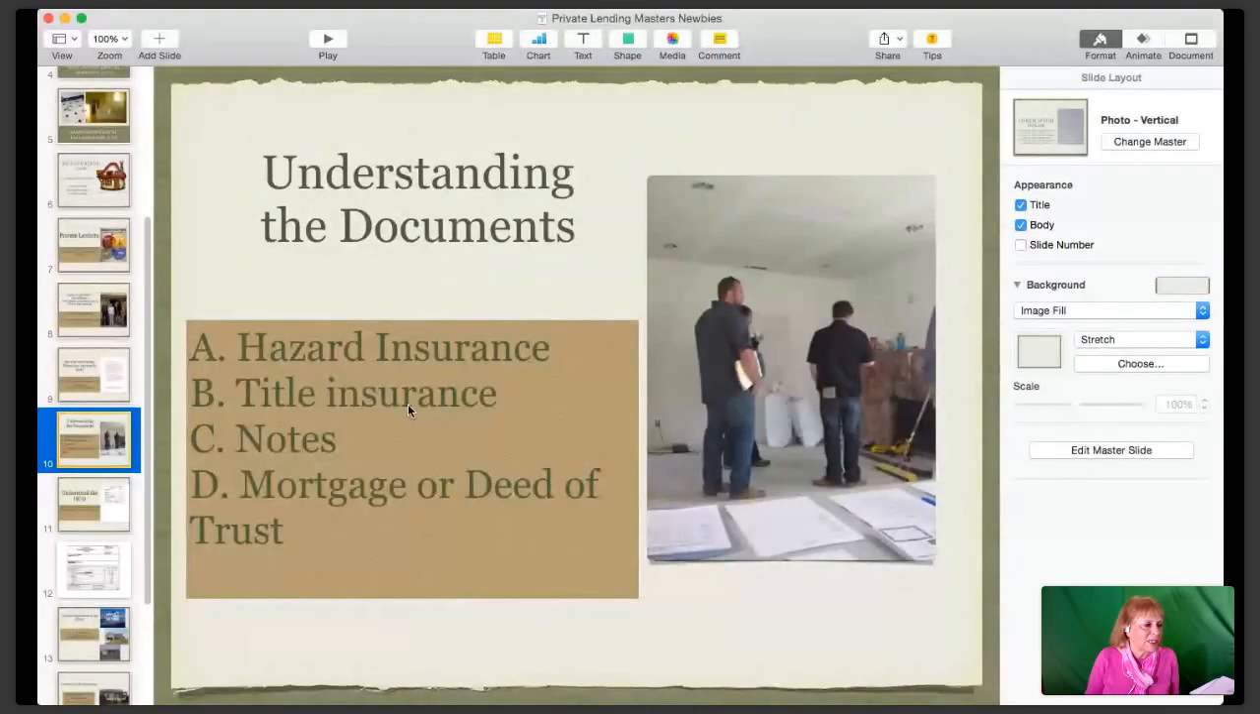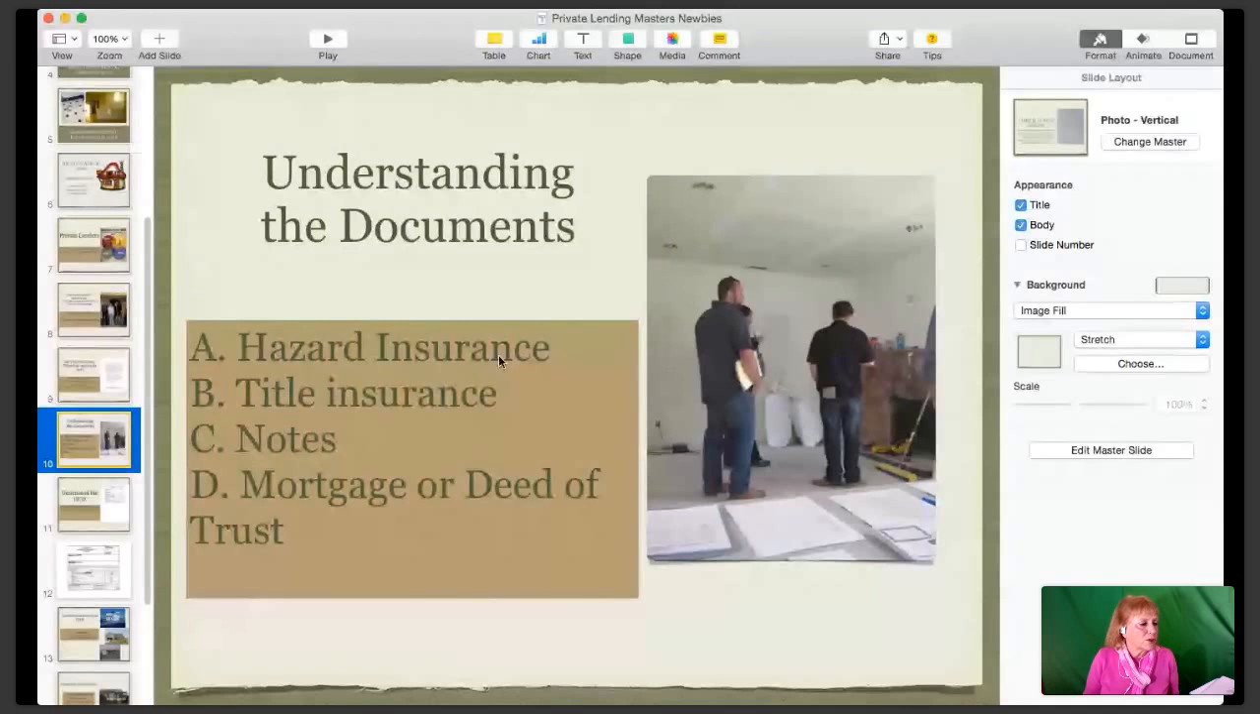So the title insurance is paid for at the purchase. The hazard insurance, again, is paid for also when you purchase. You usually have to pay for 6 months in advance, even if you're only going to use 3. After that, they'll often let you pay month to month.